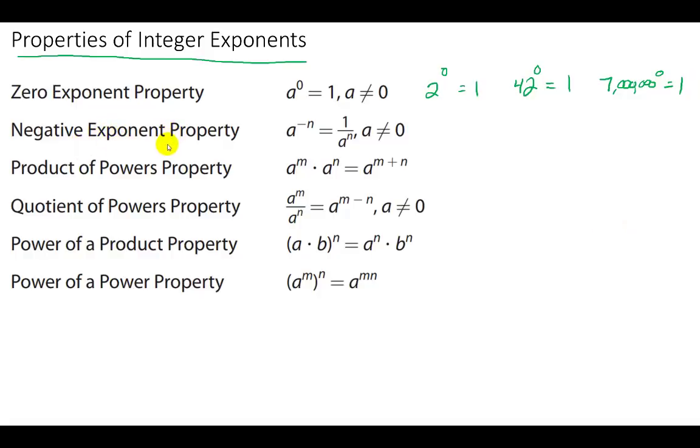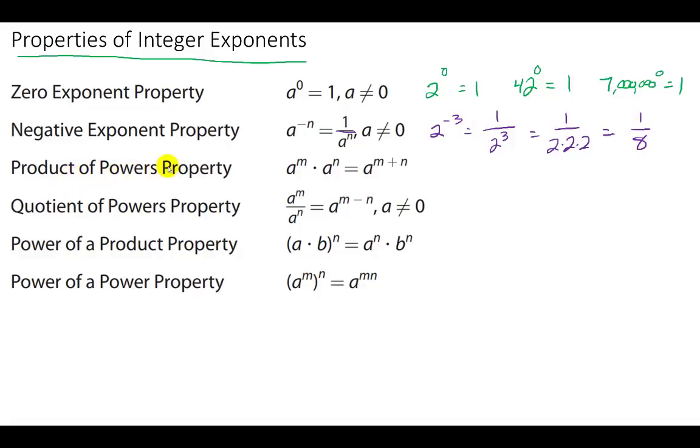Negative exponent property: if we have a non-zero number raised to a negative exponent, you move it across the division line, and then it becomes a positive. So if I have, let's say, a is 2, and I raise it to the negative third, that is the same thing as saying 1 over 2 to the third. That is really 1 over 2 times 2 times 2. 2 times 2 is 4, times 2 more is 8, so that becomes 1 over 8. 2 to the negative third is the same thing as 1/8.